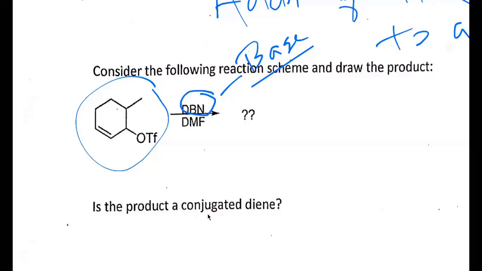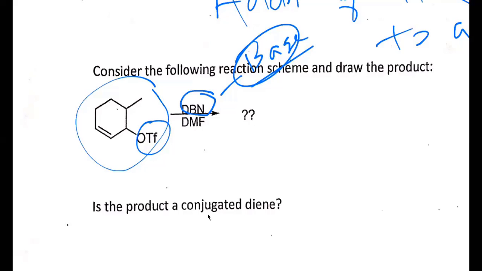What do I get when I have a base in the presence of a good leaving group? A strong base. Speak up. Elimination. What type? If there's a strong base involved, then it's not E1, is it? E2. E2 elimination.